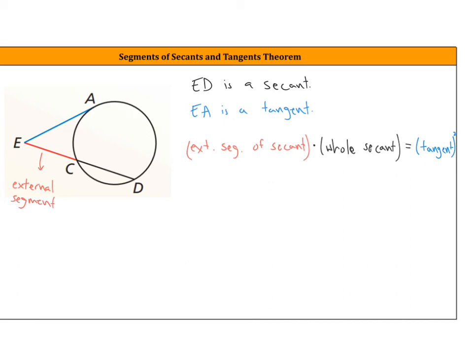So let's use the names of the parts that we see in the picture. The external segment is going to be EC. And we are going to multiply it with the whole secant, the entire thing, which is ED. And this should be equal to the tangent, which is EA. And we need to square it.